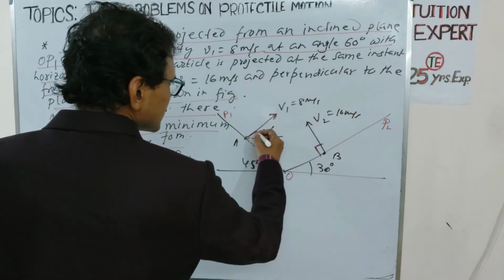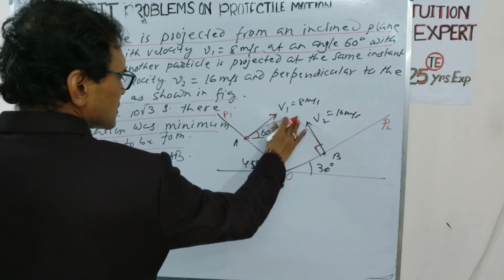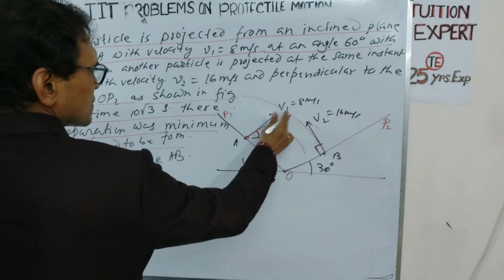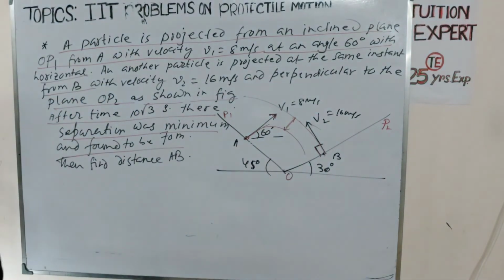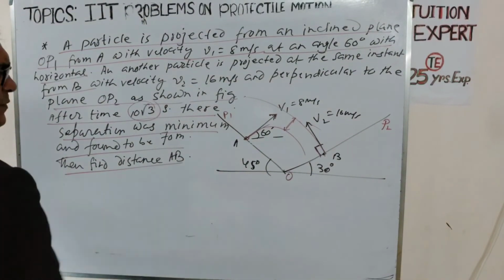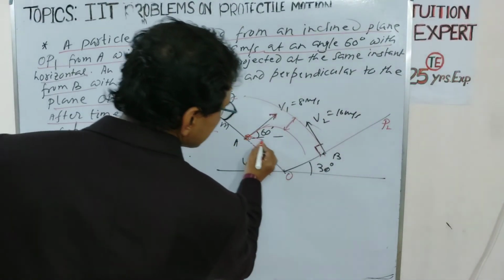Suppose this particle moves in this direction and this particle moves this way, they don't collide. This and this. So the separation becomes 70 meter after that time. Now find the distance AB. What is the distance A and B? That is this distance. You have to calculate this distance.